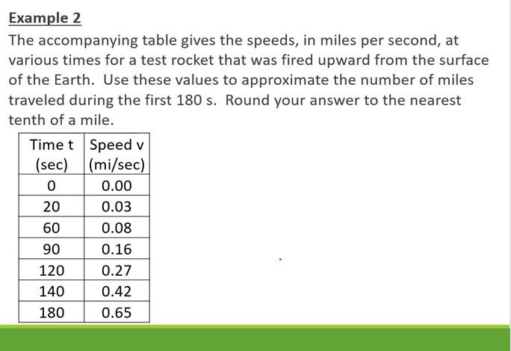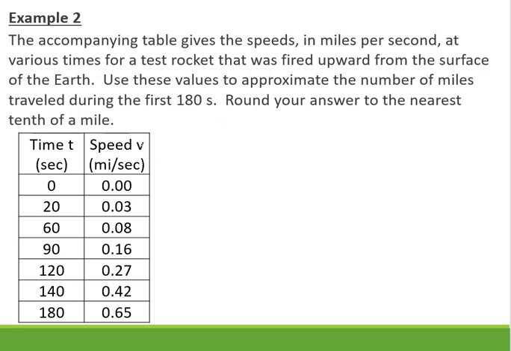Okay, speeds in miles per second at various times for a test rocket fired upward. Use these values to approximate the number of miles traveled in the first 180 seconds. Round your answer to the nearest mile. Okay, so if I'm finding the area under the curve of speed, that's going to get me the number of miles traveled. Okay, because it's distance equals rate times time. So I'm going to be doing the speed, these heights, times by my time.